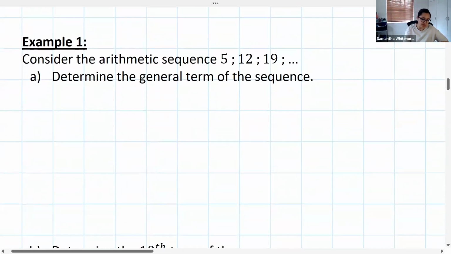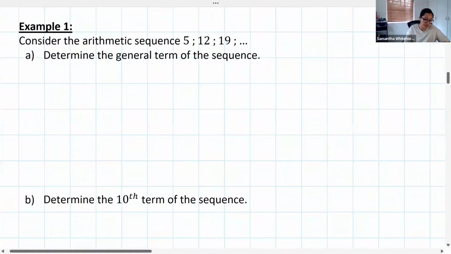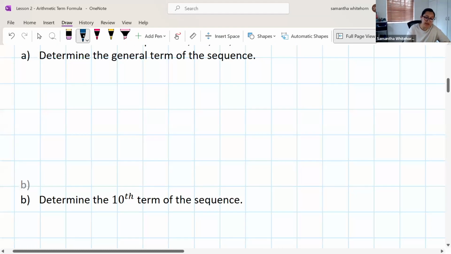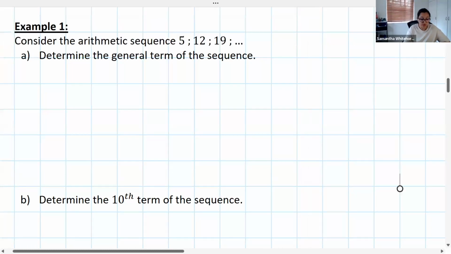So let's have a look at our first example here. Okay, so we have got the arithmetic sequence. And again, guys, generally we do tell you the arithmetic sequence, the geometric sequence, etc. If we don't, you will need to go and figure out, is there a first difference? Is there a common ratio, etc., to figure out what pattern you're working with. But 9 times out of 10, we tell you what it is. You don't have to guess.